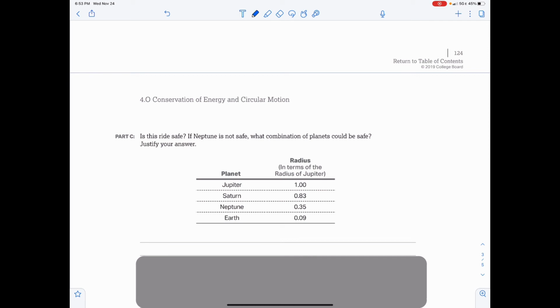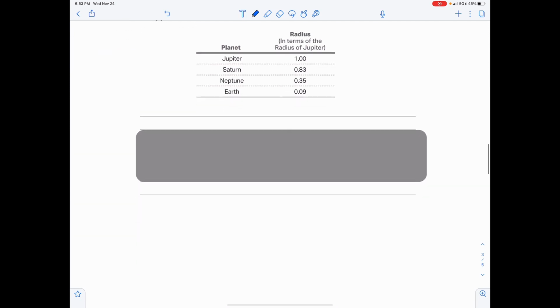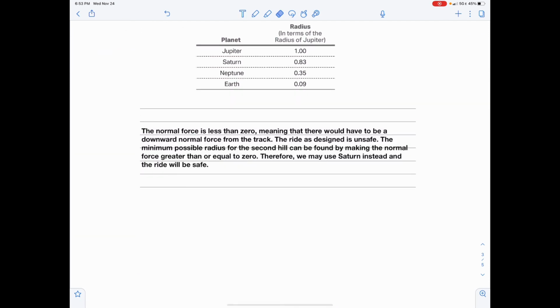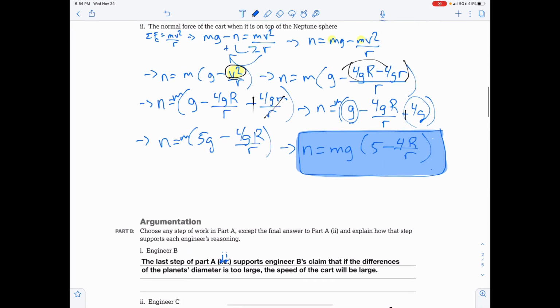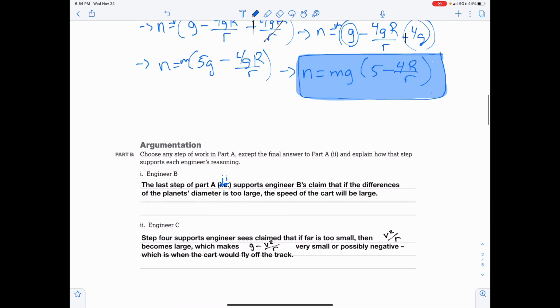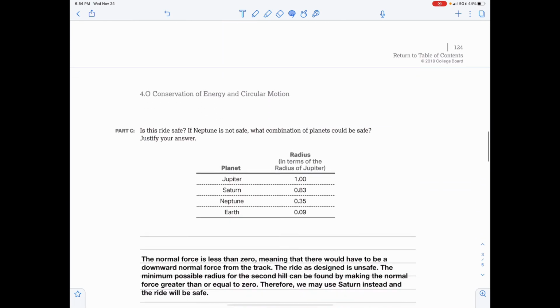Is the ride safe? If Neptune is not safe, what combination of planets would be safe? Okay, so if we take a look at the combination of Jupiter and Neptune, so we're going to take a look at the speeds that were generated, especially the normal force. And let's go ahead and take a look at the equation. So mg, let's examine this equation over here.